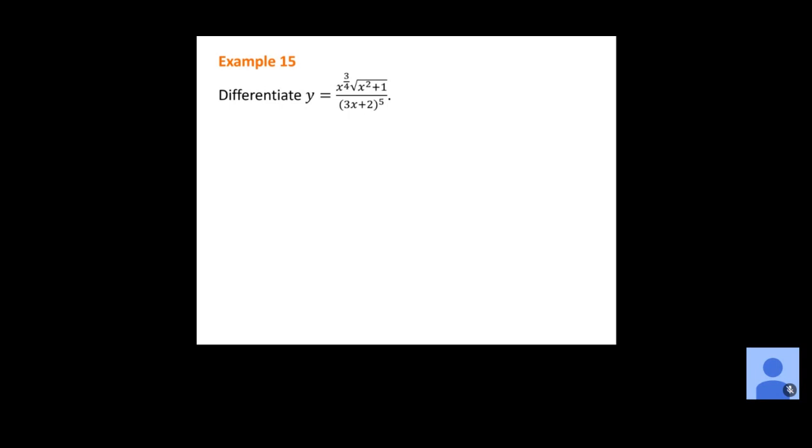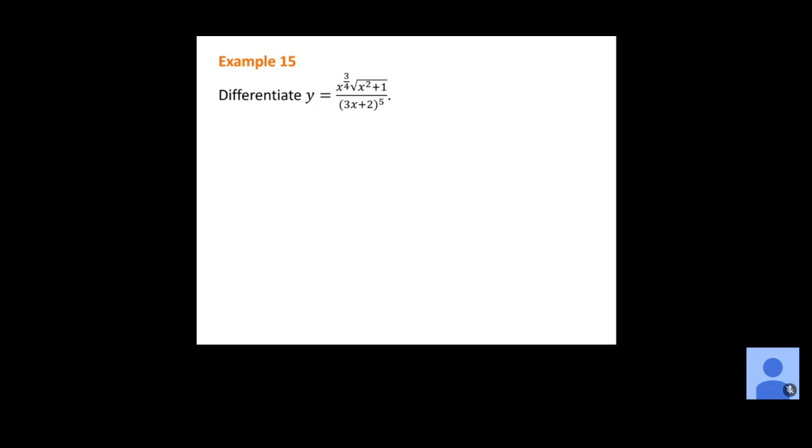So what I notice in this case is we've got a product in the numerator, right? So x to the 3/4 times the square root of x squared plus 1. There's a product rule for sure. Then with the square root of x squared plus 1, the x squared plus 1 is on the inside. There's a chain rule, right? Because I would need the derivative of the inside piece.